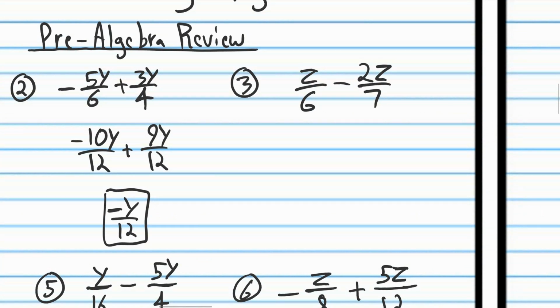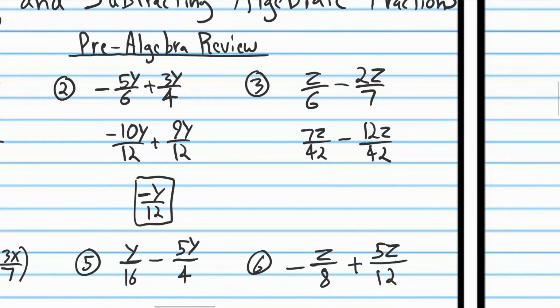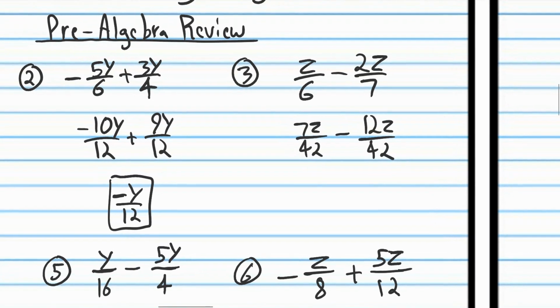So let's try one more of these before you try some on your own. We're going to multiply both sides of this fraction by 7 to get 7z over 42, and both sides of the other fraction by 6 to get 12z over 42. And now we can combine the fractions. 7z minus 12z is negative 5z. And there you go.